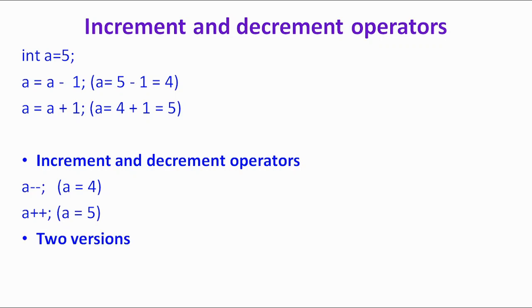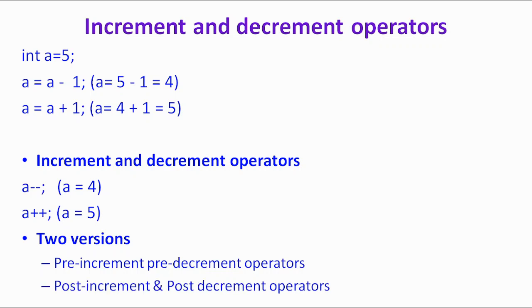There are two versions of the increment-decrement operators available in C. Pre-increment, pre-decrement operators. In this prefix form, the ++ and -- operators precede the variables. Post-increment, post-decrement operators. In this postfix form, the operator is placed after the variable. You will understand the difference between the two versions through an example.